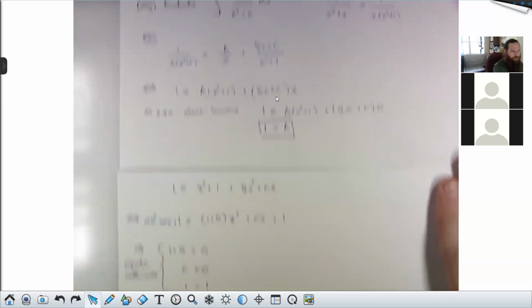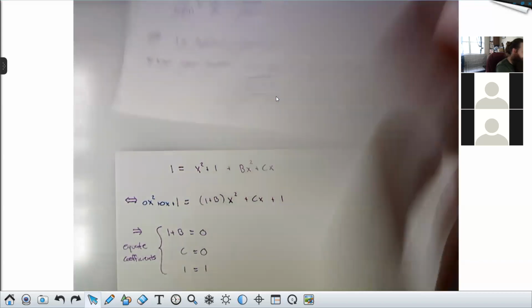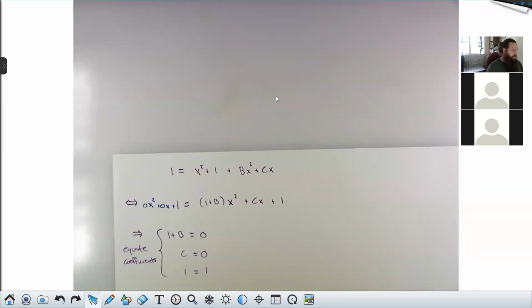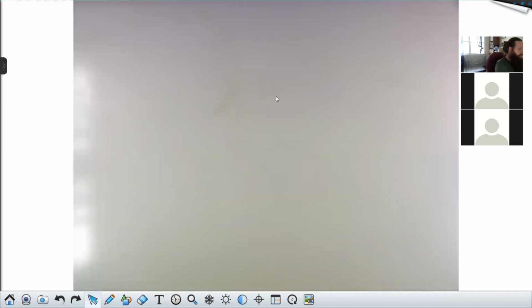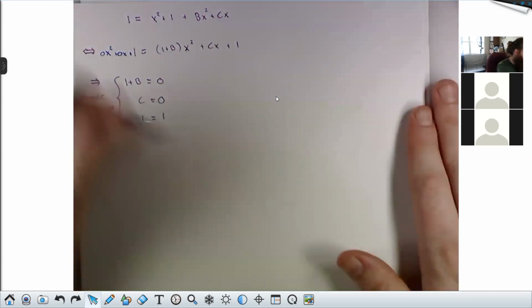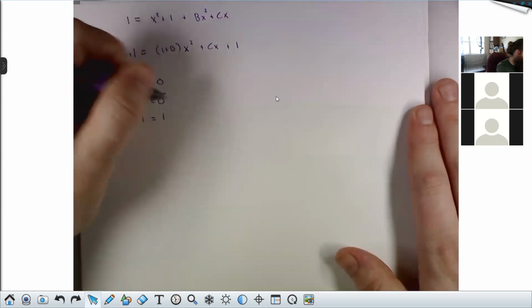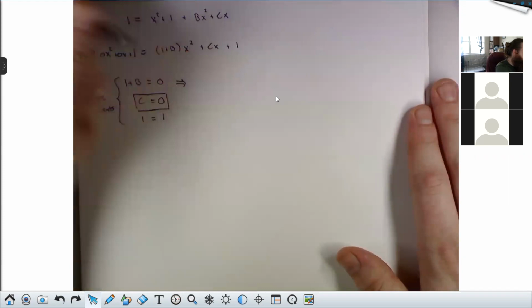Which is the main tool that we use, right? The Heaviside method works great sometimes, but it will not get you everything all the time. So this is the main mechanism that we use. Thankfully, this linear system is incredibly sparse. C equals 0, you get it right away. And this first guy implies that B is -1.